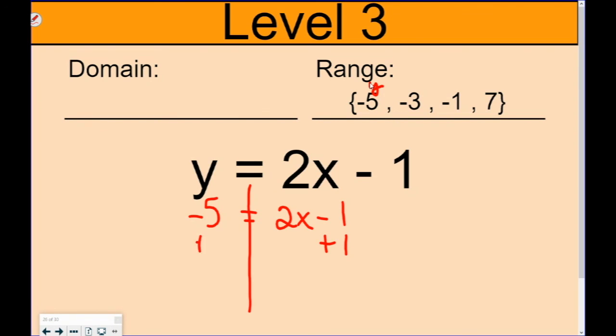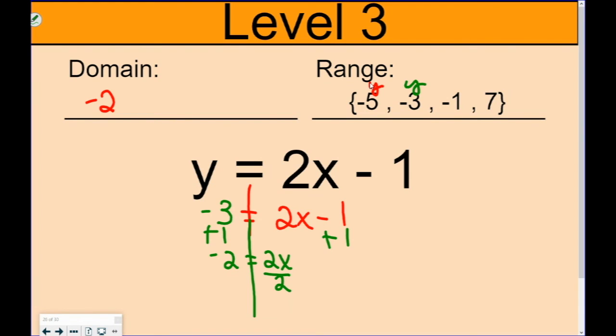So let's do it. Plus the 1. So that's -4 equals 2x divided by 2. And that means that x equals -2. So one of my values up here is going to be -2. Let's go ahead and do a little erasing here because it's going to change for my next one. My next y value is negative 3. Okay. Do the same thing. Plus the 1. Negative 3 plus 1 is negative 2 is equal to 2x. I divide by 2, and I get negative 1 is equal to x.